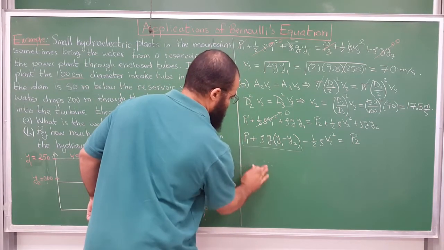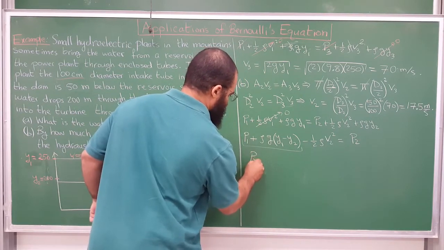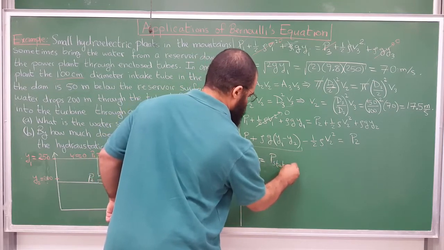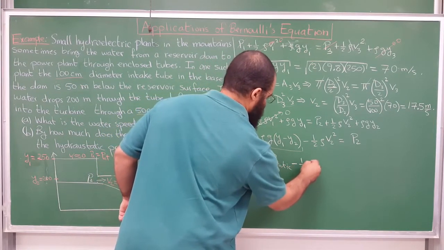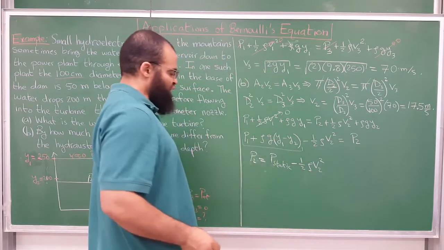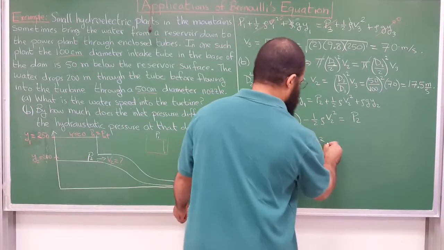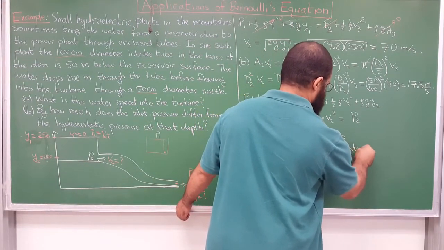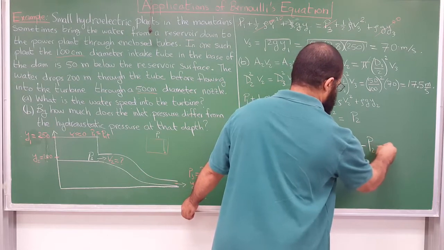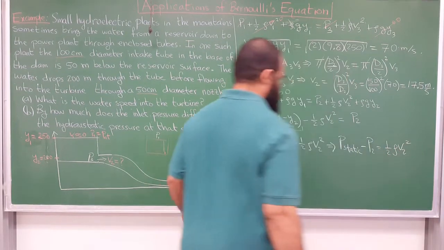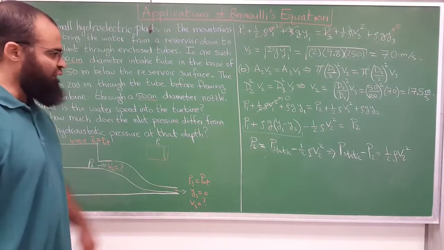So let me put it this way. P2 would be P static minus 1/2 rho V2 squared. So the static pressure would be larger, meaning P static minus P2 will be 1/2 rho V2 squared. That's the difference between them.